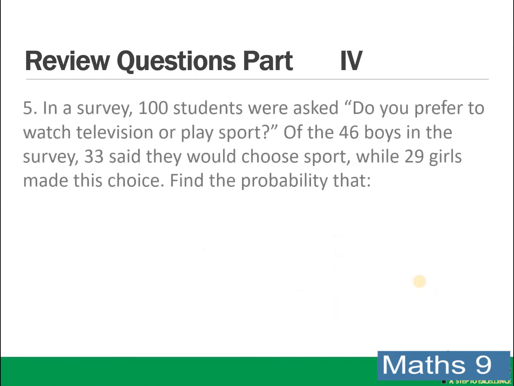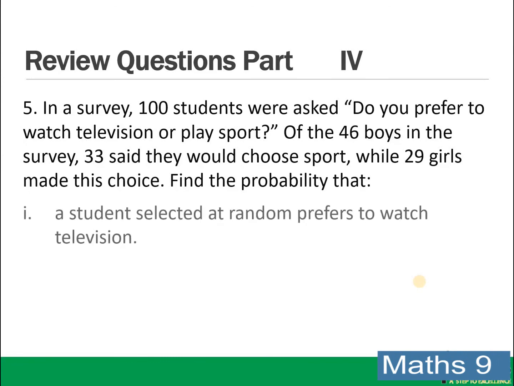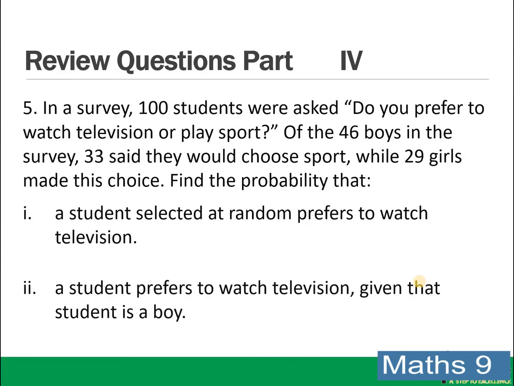Part 4. In a survey, 100 students were asked, do you prefer to watch television or play sport? Of the 46 boys in the survey, 33 said that they would choose sport, while 29 girls made this choice. Find the probability that a student selected at random prefers to watch television. A student prefers to watch television given that the student is a boy. Pause the video whilst you work them out.